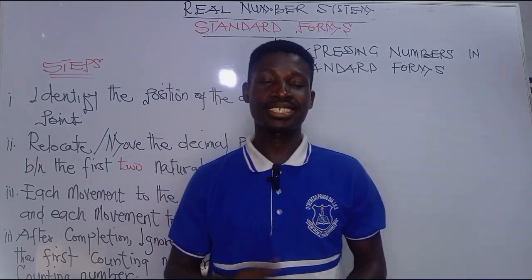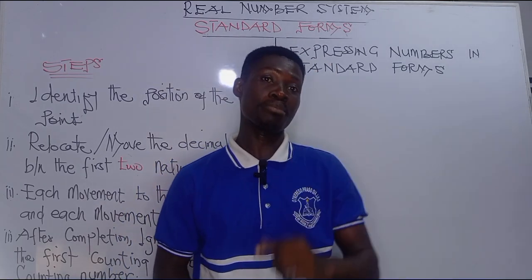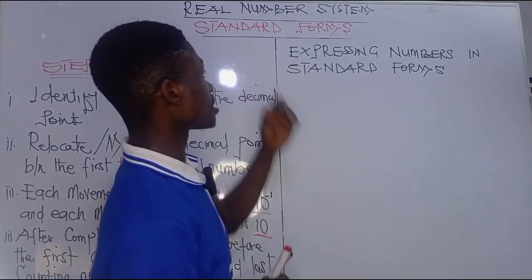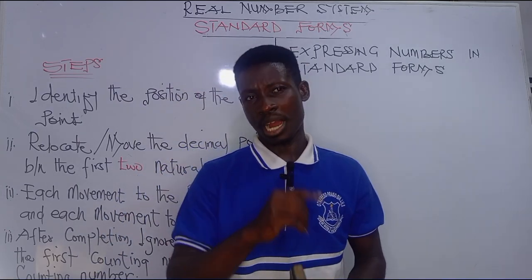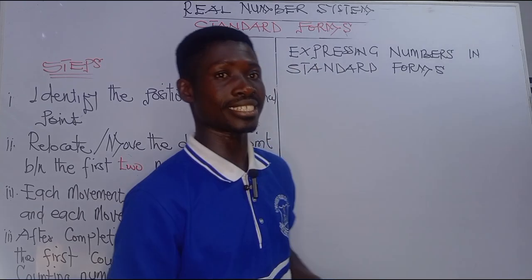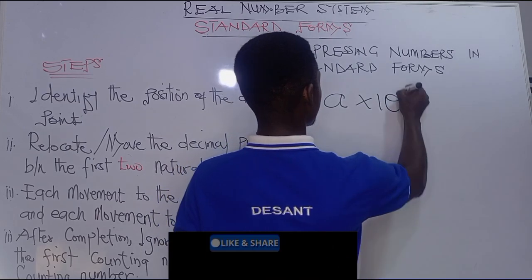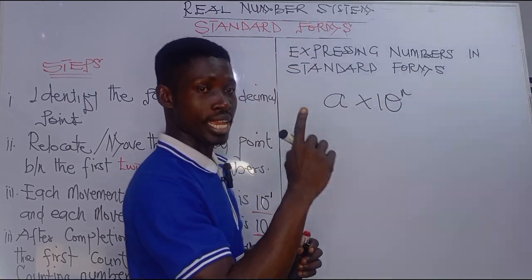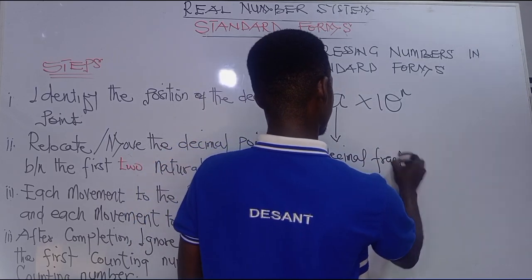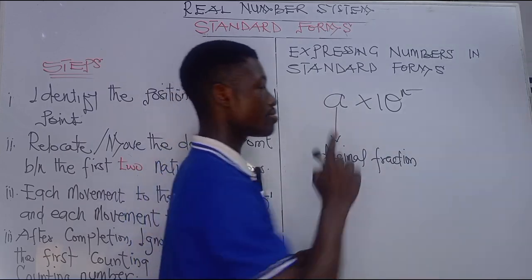In this very lesson, we shall be looking at expressing numbers in a standard form. But remember, we are still on the real number system and we are on standard forms. In our previous lesson, we learned that the general format for writing numbers in a standard form is given as a times 10 raised to the power n, where a represents what? The decimal fraction. And n, which is the power, can either be a positive or negative whole number.